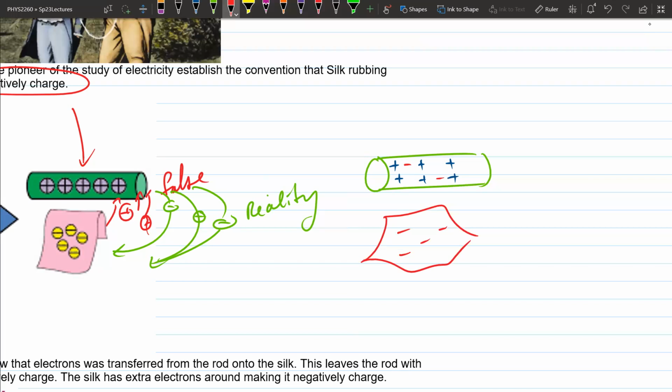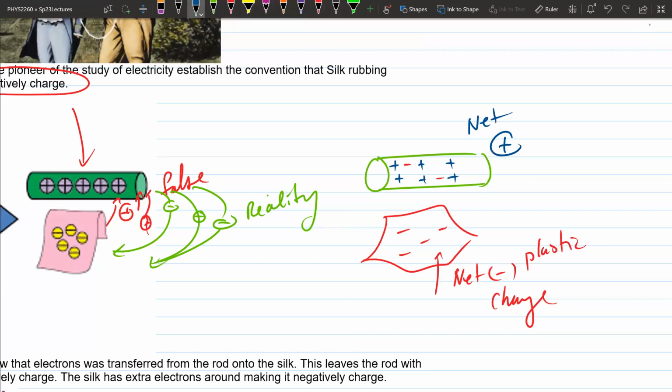So the silk gets a net negative charge. But the fact that I removed all these electrons from my glass rod means that, instead of being neutral, now you have too many pluses, right? That's how the glass rod picks up a positive charge. That makes sense? Okay, so you get a net positive charge.